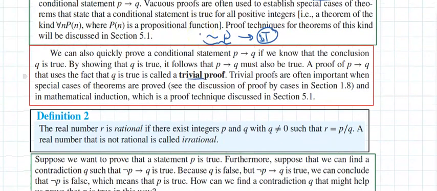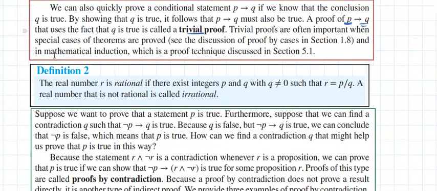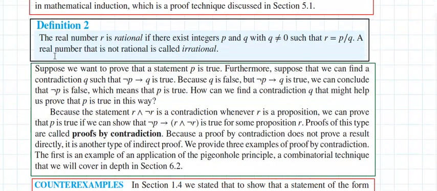Trivial proofs are those where you can show P implies Q really easily. Show if P is true, Q falls right out of it. So those are trivial. We're going to do some of each today.